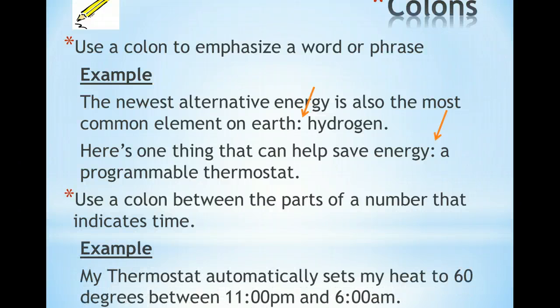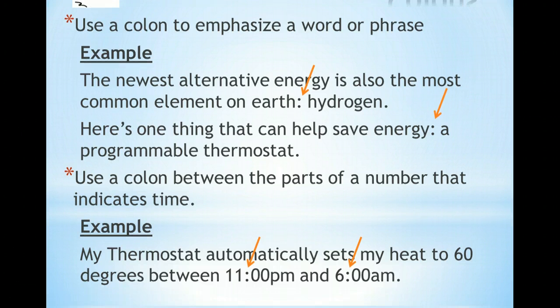Anyways, use a colon between parts of a number that indicates time. This is obviously the easiest one. You know that it's a colon when you write down the time on something. But here's your example: my thermostat automatically sets my heat to 60 degrees between 11 p.m. and 6 a.m. And obviously the colons are there. Or colons, sorry, not semicolons.